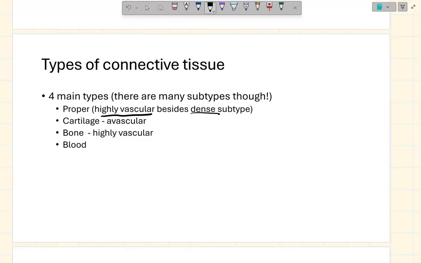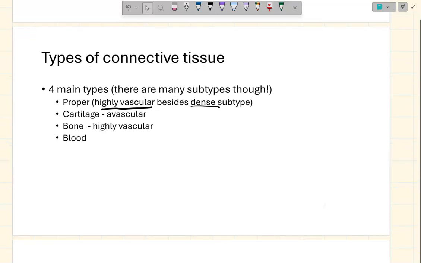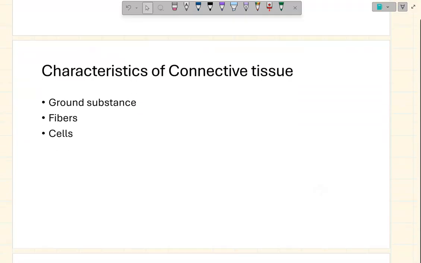For cartilage being avascular, if you've ever had an injury to cartilage in your body, those types of injuries tend to heal a little bit slower because they don't have access to blood. So it takes a longer time than a more vascular structure to heal because it's not receiving nutrients as quickly from a nearby blood supply. So just something that you might have experienced before.